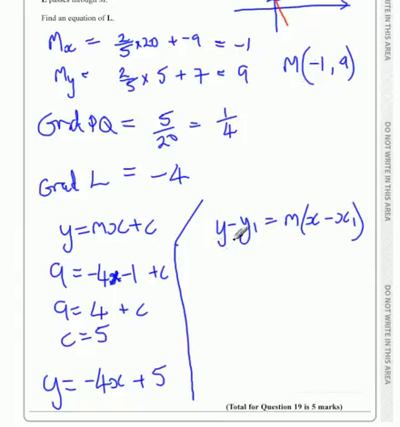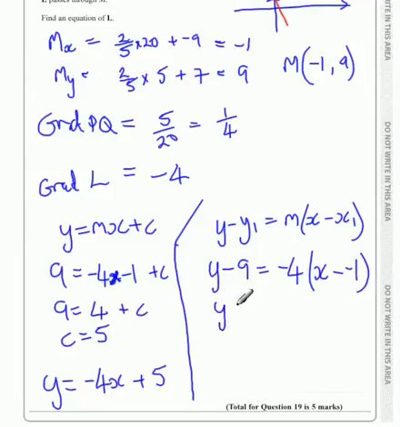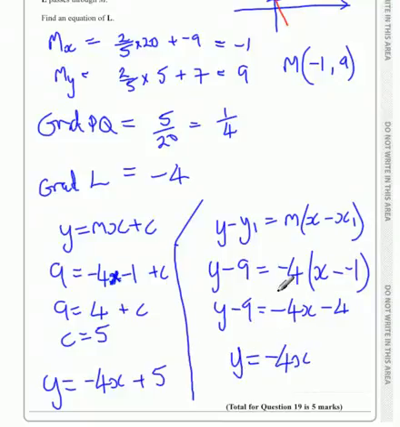On this side, if we work through just to check that we get the same thing, we're going to do y take away the y value, so y take away 9 equals m, which is -4, and then x take away x1, which is the x value, so it's -1. Expanding this out gives us y minus 9 equals -4x. Minus and minus here makes +1 times by the -4 gives us -4 there. And then rearranging this gives us y equals -4x, adding on the 9 gives us +5. So same answer either way around.